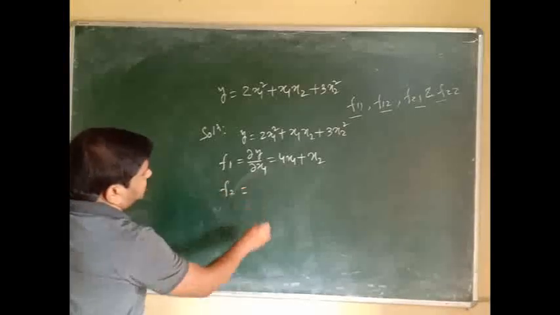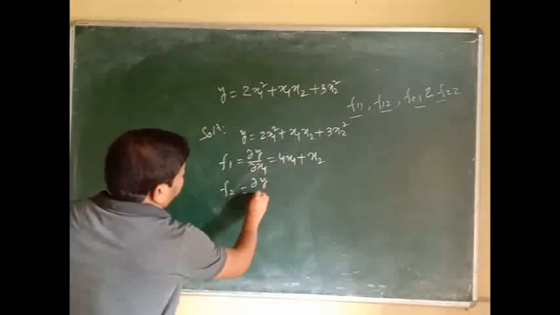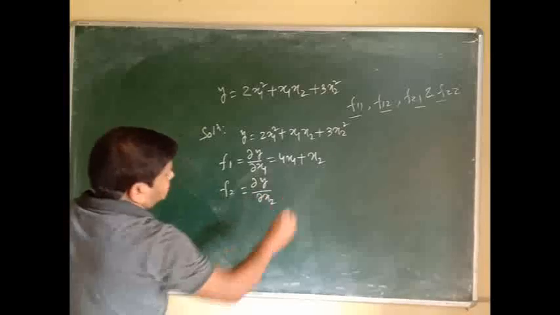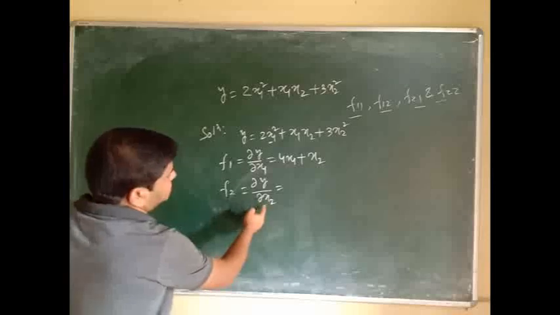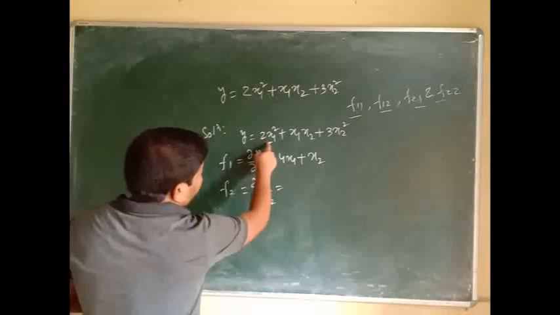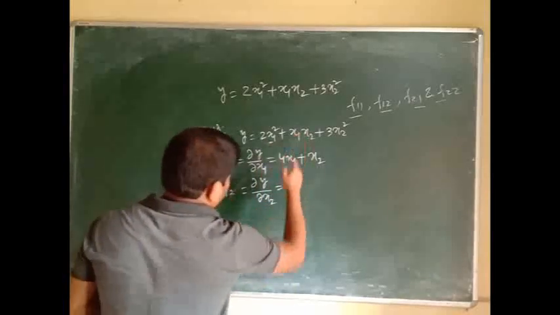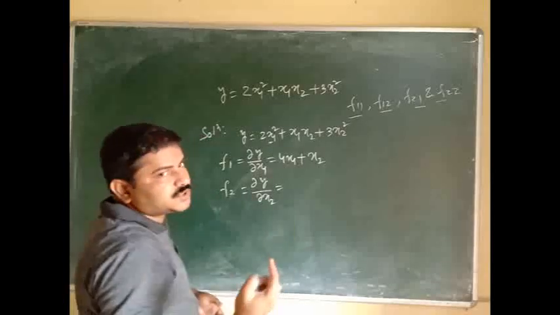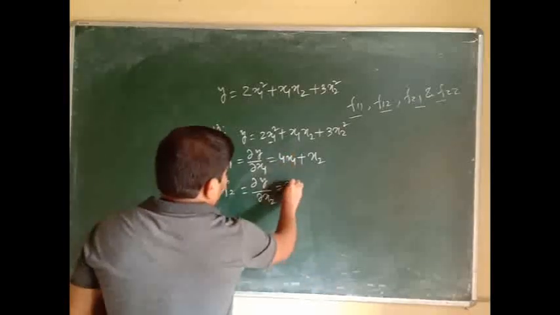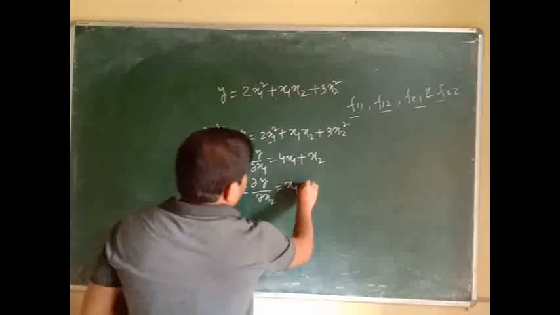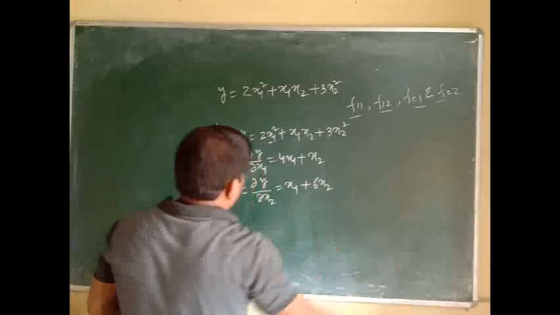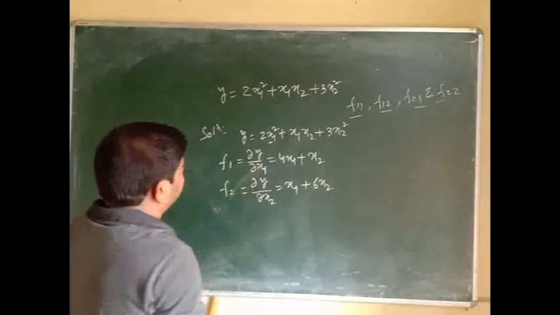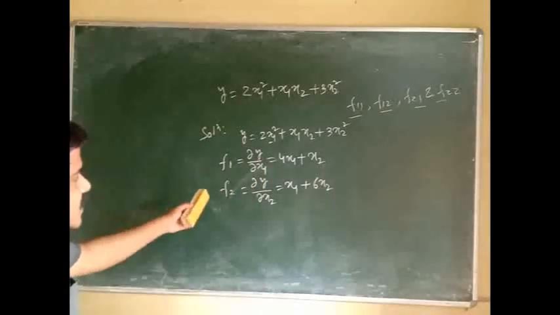What is f2? f2 means del y by del x2. So x1 is constant with respect to x2, it will vanish. So this part will be 0. Here x1 is constant, x2 is variable. So del x2 by del x2 is equal to 1, and here we are having only x1, plus 3 into 2, that is 6 x2. So this is our f1, this is f2.